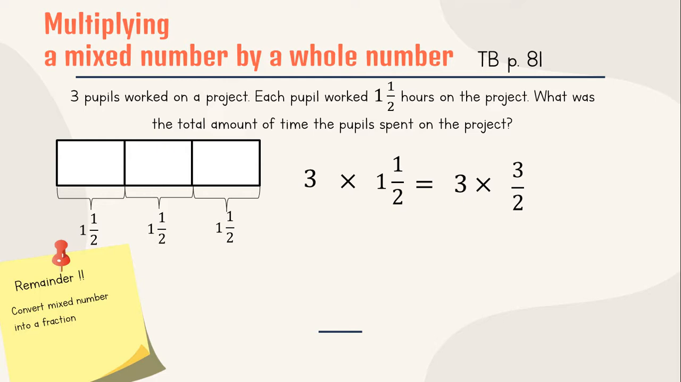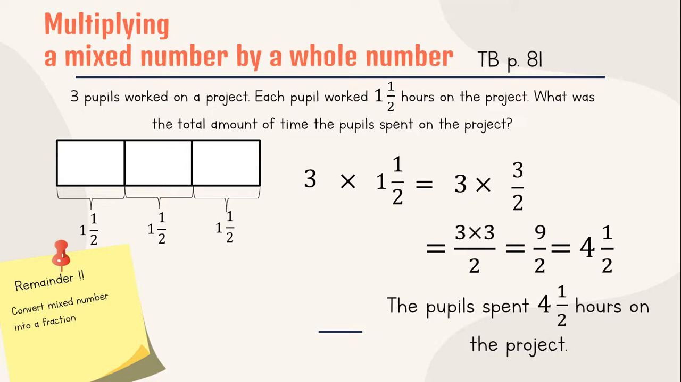And I believe that 3 times 3 per 2, we have learned in the previous meetings. 3 times 3 per 2 equals 9 per 2. Don't forget, this is an improper fraction. Make it into the simplest form. What is that? 4.5. So the pupils spent 4.5 hours on the project.